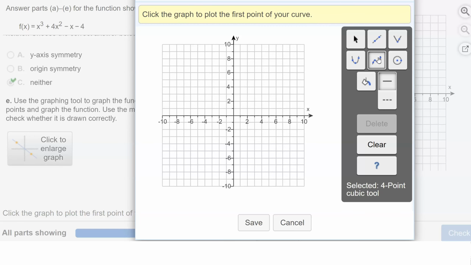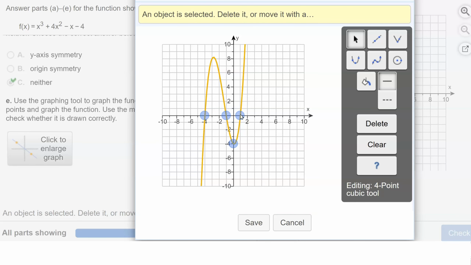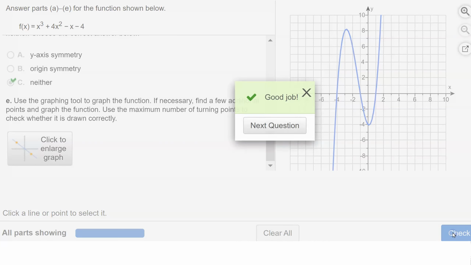So I'm going to start graphing from the left. The very first x-intercept coming in from the left was -4. That's my first x-intercept. The next one was -1. Then I had my y-intercept, which was -4. And finally, my last x-intercept of 1. So there is my graph plotted with 4 points. So we save it and then check our answer.